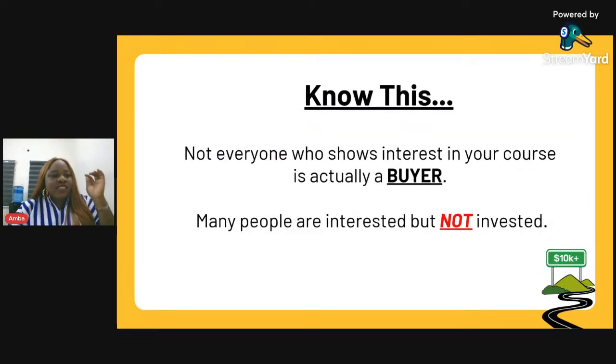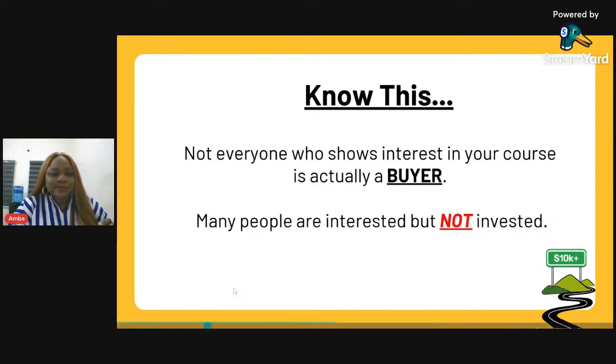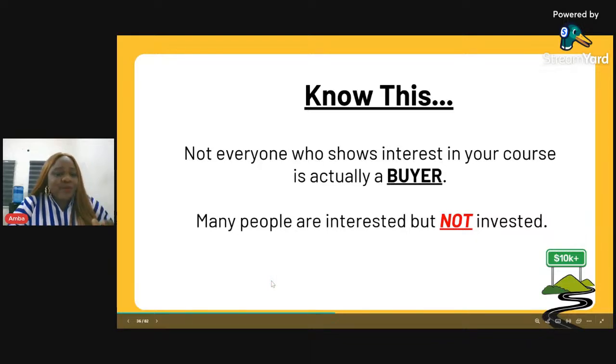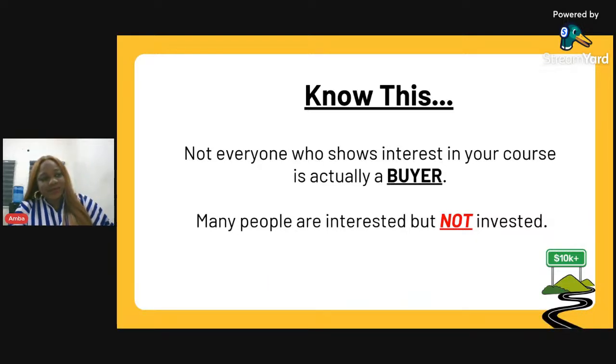So know this: not everyone who shows interest in your course is actually a buyer. Many people are interested but not invested. Some people may just be interested, but it does not mean they're invested enough to pay. Are they interested in new jobs? Of course they are interested, but they are not invested. They're two different things. Think about the people you are talking to in your audience. They seem interested. They drop comments. They say, wow, this looks good. That's why they are following you, but they are not invested.